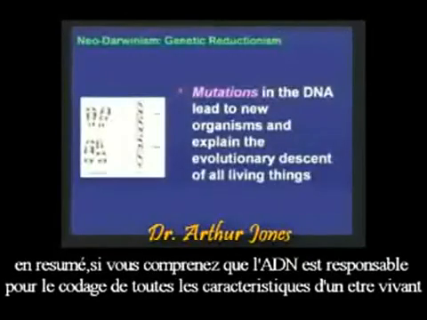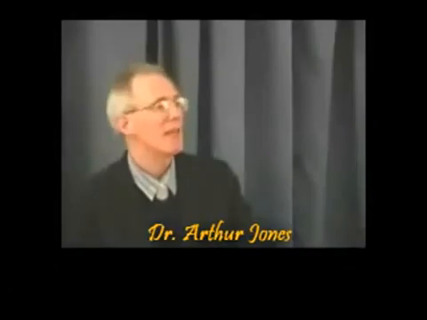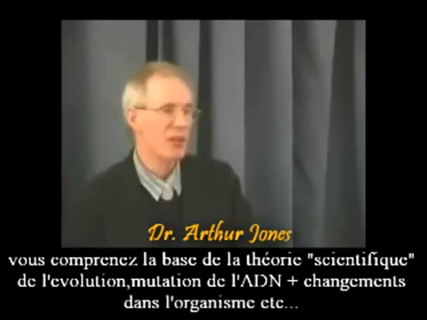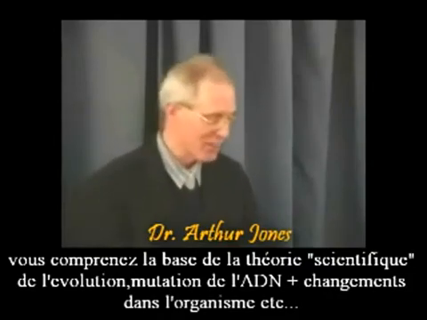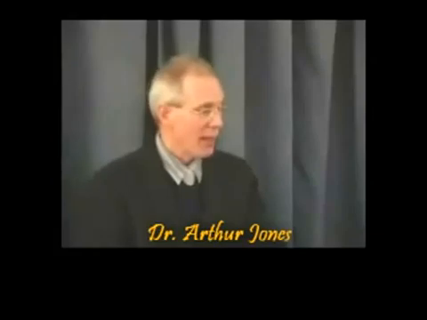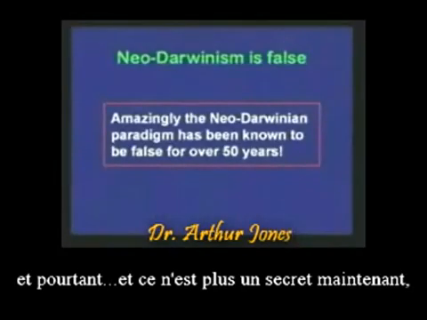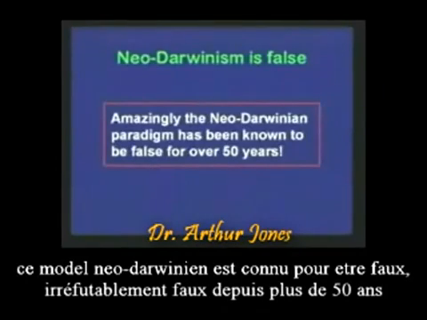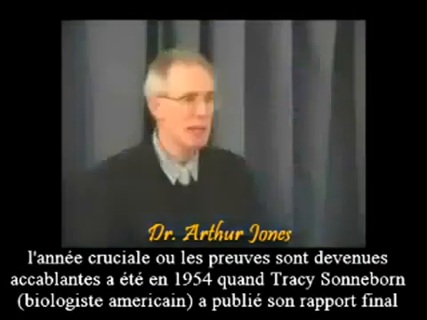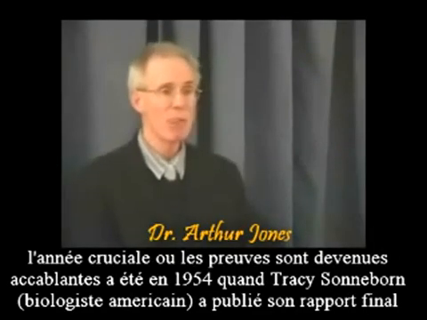So clearly, if you accept that DNA model, that DNA is responsible for coding in some way all the characteristics of an organism, whether as recipe or as blueprint, then obviously you've got the basis of a theory of evolution, a scientific theory. Changes in the DNA produce changes in the organisms, etc. Everything flows from there. And yet, an unknown secret here, that neo-Darwinian paradigm has been known to be false, unquestionably false, irrefutably false, for over 50 years. I'd say the decisive year when the evidence became overwhelming was 1954.